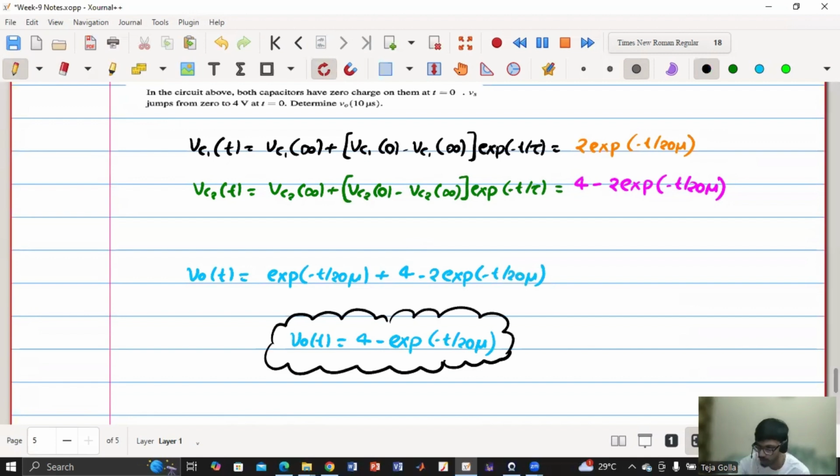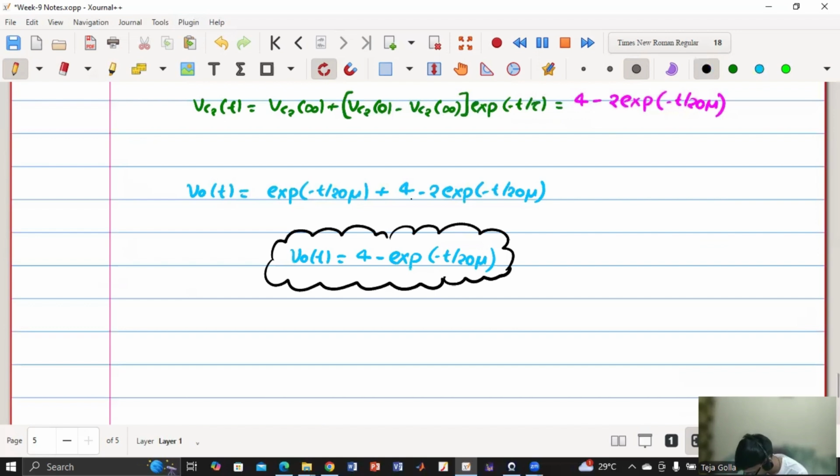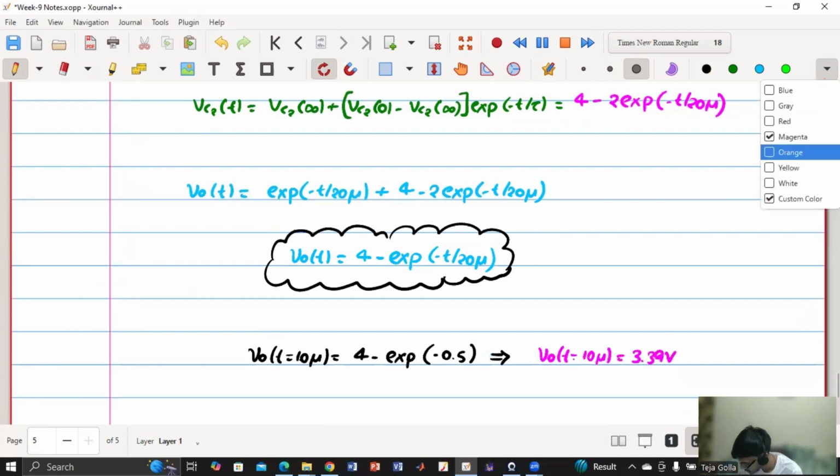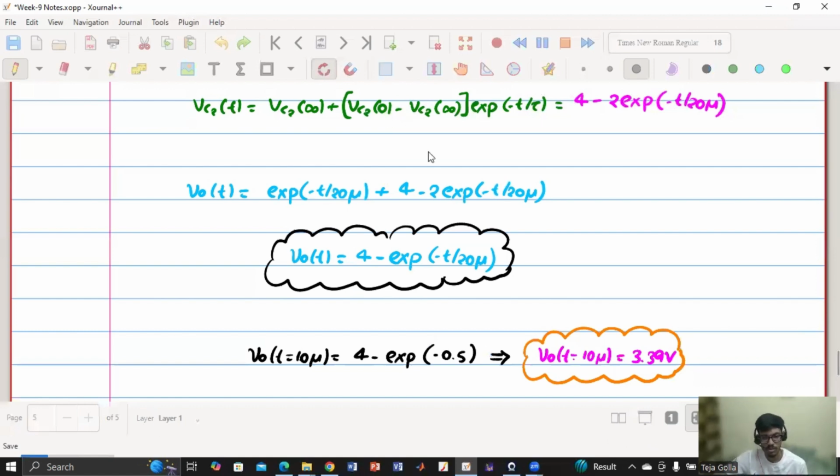Now you have to see at what value they are asking. In the question, they are asking at t equal to 10 micro. So V naught at t equals 10 micro is 4 minus exp minus 0.5. So I'll just write the expression directly. If you calculate, V naught at t equals 10 micro is 3.39. You can check and see whether you are getting the same or not. So this is the tricky part of this question, which is only the initial condition. The final condition is simple and straightforward. The rest of the circuit is also simple and straightforward.